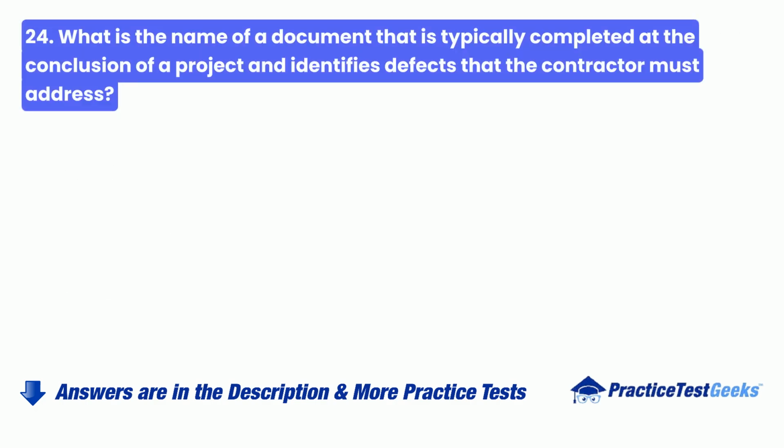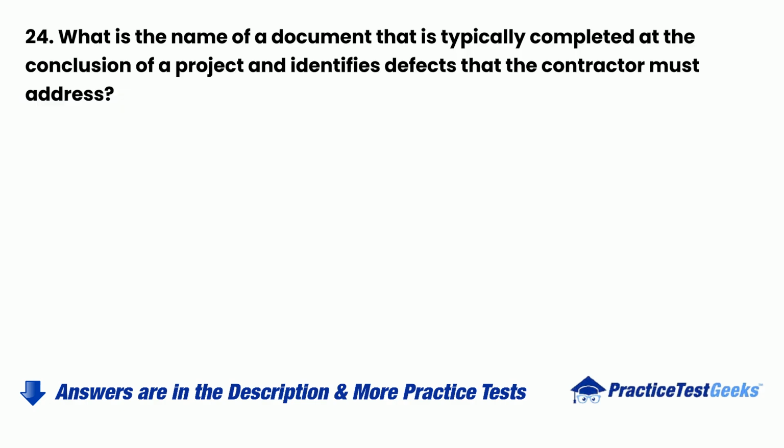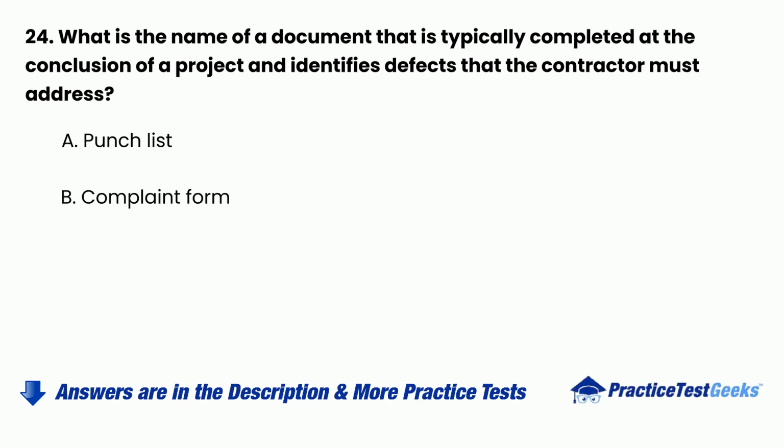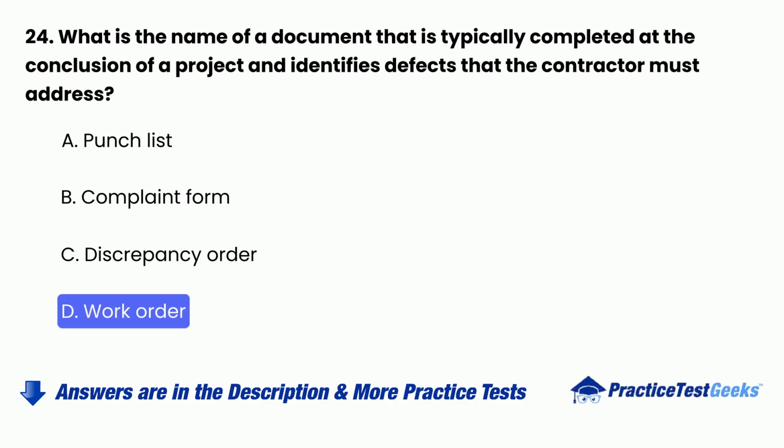(24) What is the name of a document that is typically completed at the conclusion of a project and identifies defects that the contractor must address? A. Punch list. B. Complaint form. C. Discrepancy order. D. Work order.